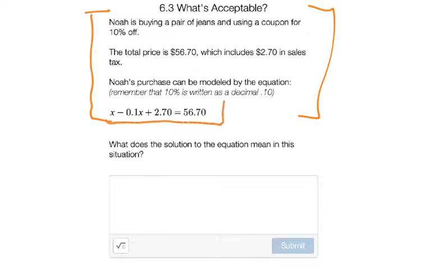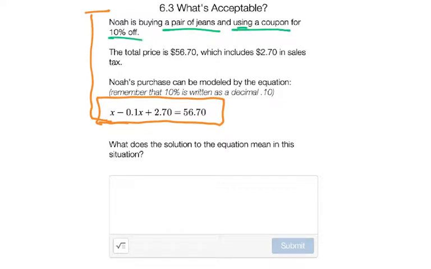Here's the equation. And I'm going to reread it, and jot down some notes here. We know that Noah is buying a pair of jeans, and he's using a coupon for 10% off. That means he's going to give somebody something, and he's going to get money off. How much money does he get off? He gets 10% off. So I don't know exactly how much money that is yet.